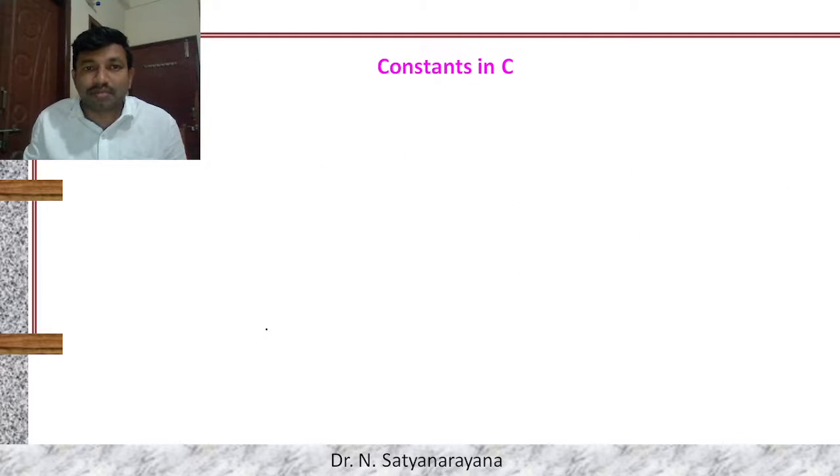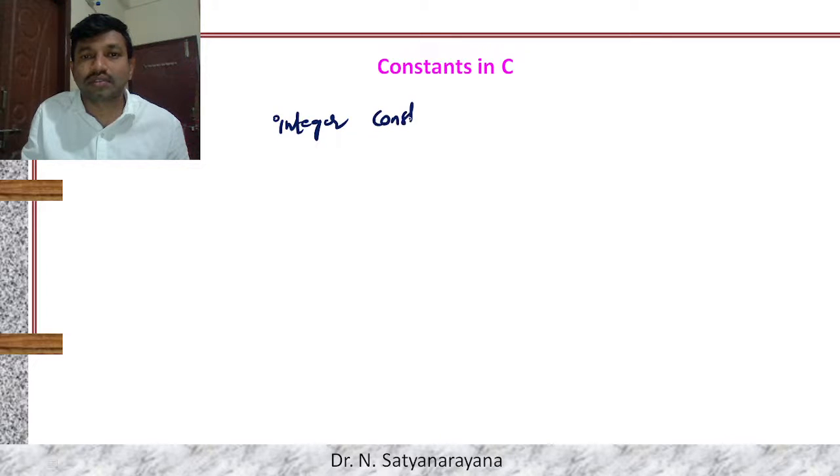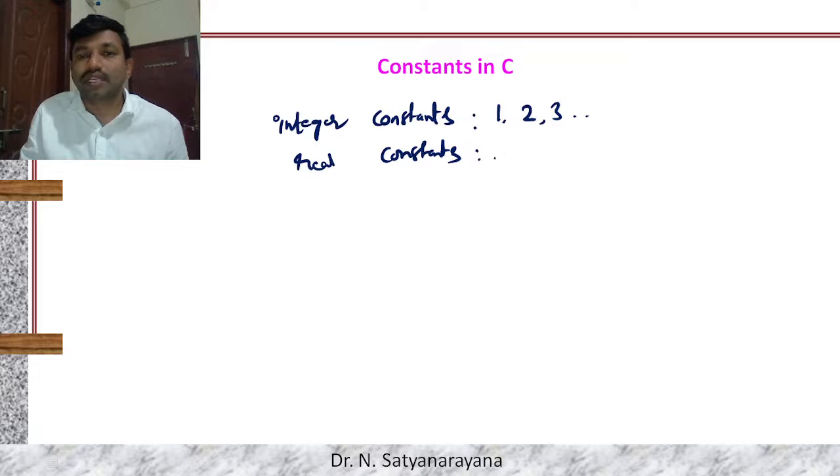And at last, let me talk about the constants. As you know, we are already aware of the variables. A constant is an entity whose value does not change during the execution of the program. What does it mean? We have integer constants and real constants. What are the integer constants? You can write 1, 2, 3, all integers. Real constants are 1.1, 2.4. Once they are assigned, you cannot change the value of a constant.